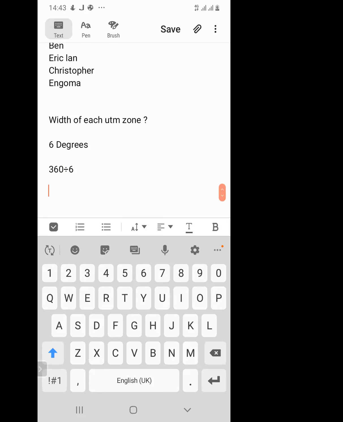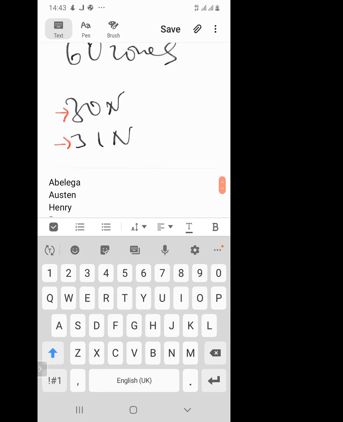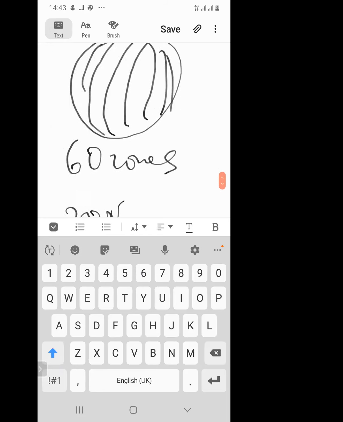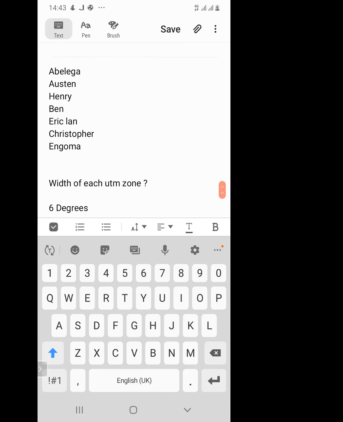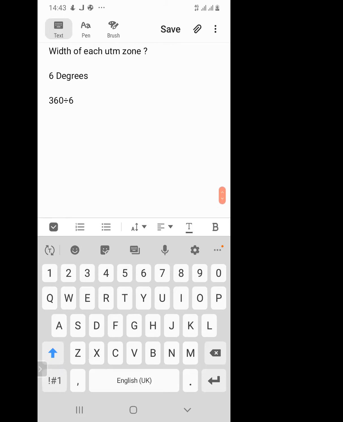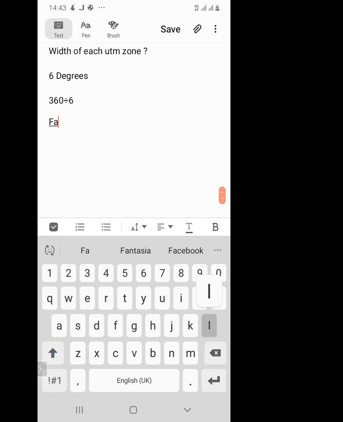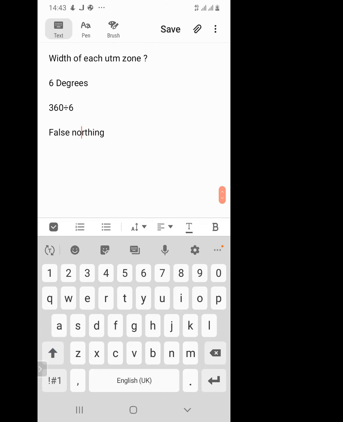Okay, so the UTM employed this zone system where the whole Earth is divided into 60 zones. The UTM makes use of what we call the false northern and the false eastern. Northern is spelled northern, not northern region. Is that okay? Then we have a false eastern.